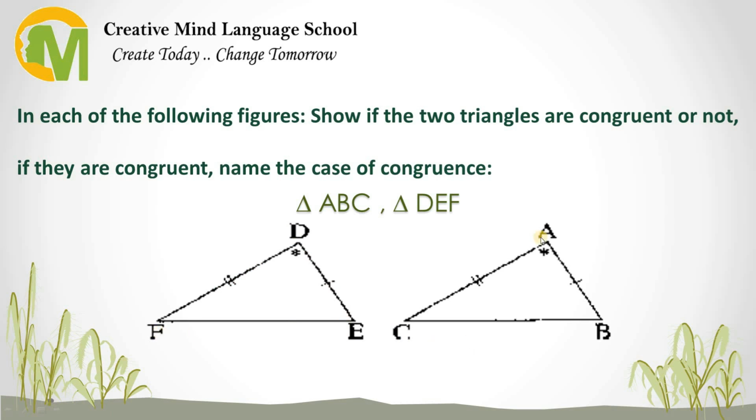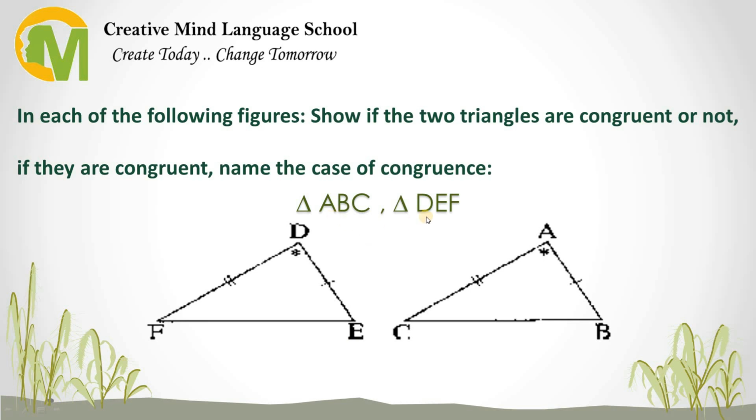Again, if we write the first triangle as A, B, C, then the second triangle should be written in the same order, D, E, F. So if we wrote the first triangle as B, A, C, then the second triangle should be written E, D, F. The same order. Please remember this point because this is a very important point in congruency, the order of the letters.